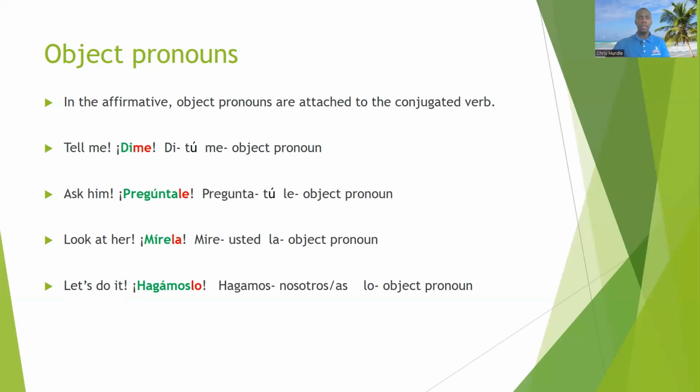Okay? Look at her. Mírela. So that's the usted form. Mírela. And la would be the object pronoun, the direct object. And let's do it. Hagámoslo. Right? That would be the nosotros form. And we add the direct object pronoun lo. Let us do it. All right? So we literally put object pronouns to use with affirmative commands. They go attached to the conjugated verb. All right?